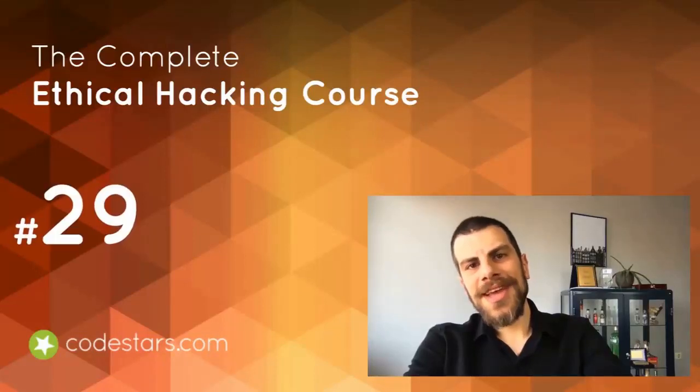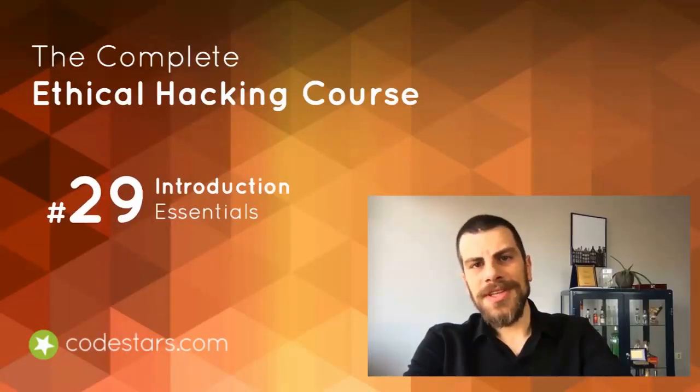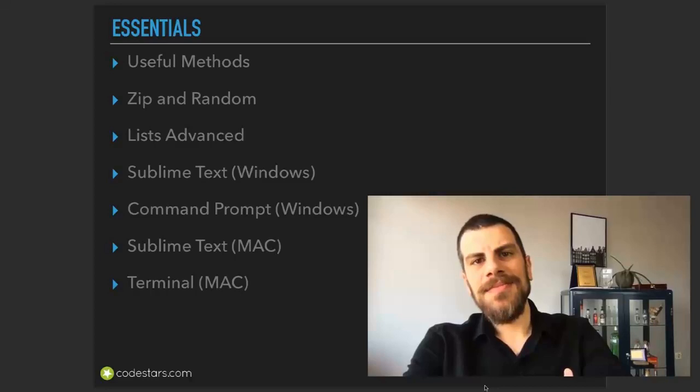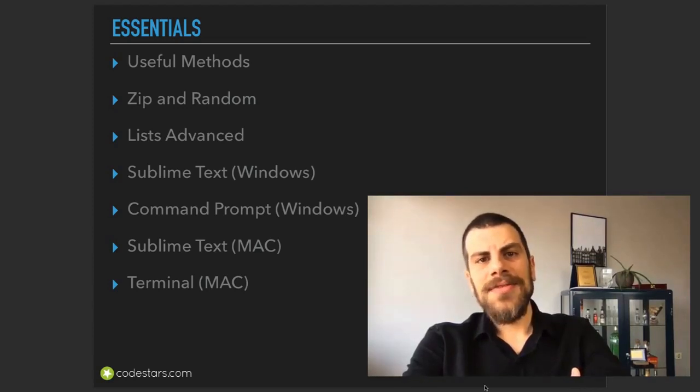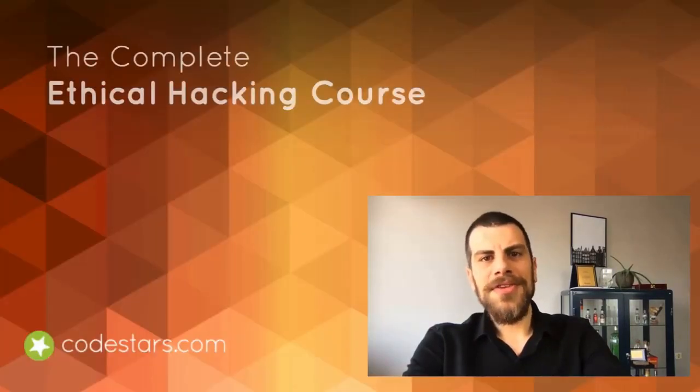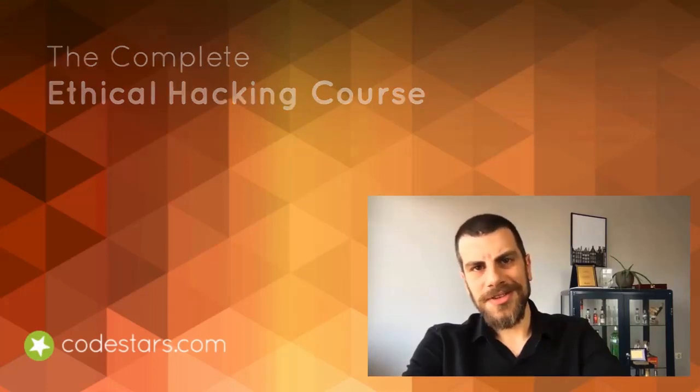Hi, within this section, we're going to learn some essential methods that will make our life easier when we try to code some ethical hacking tools. And also, we're going to see a new script editor called Sublime Text, and we're going to use that script editor with command line, with terminal, in order to run some Python codes. So now, if you're ready, let's get started.